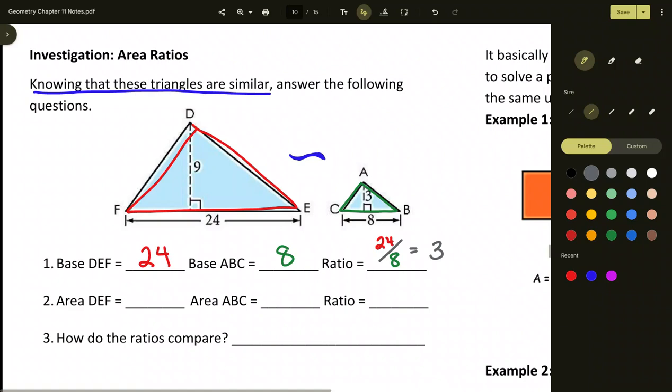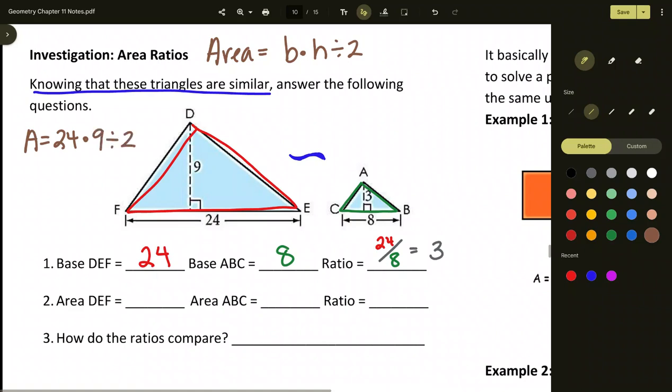All right, let's look at the area of triangle DEF. Now, this is going to require some remembering of how do I find the area of a triangle. So area of a triangle is base times height divided by 2. So looking at the base of this first triangle, I see it has a base length of 24. I see that it has a height of 9.